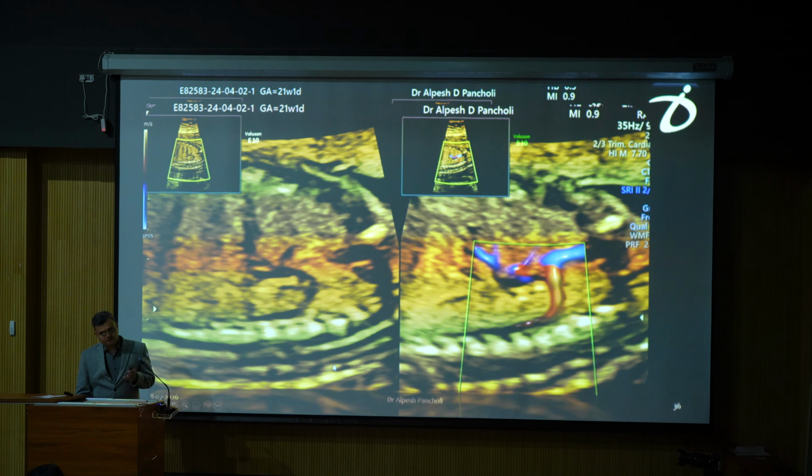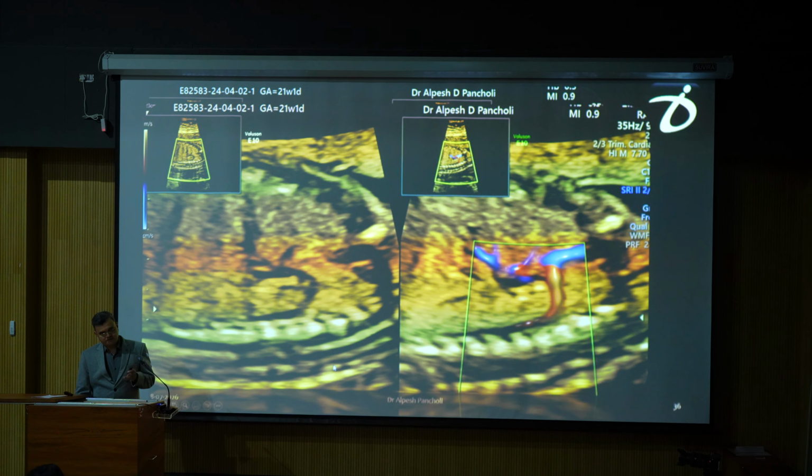The 7th plane is the bicaval plane. Here this is the IVC, this is the right atrium, this is the SVC, and you can see the pyramidal shape of the right atrial appendage. So this is with the color flow, we can see the IVC and SVC.